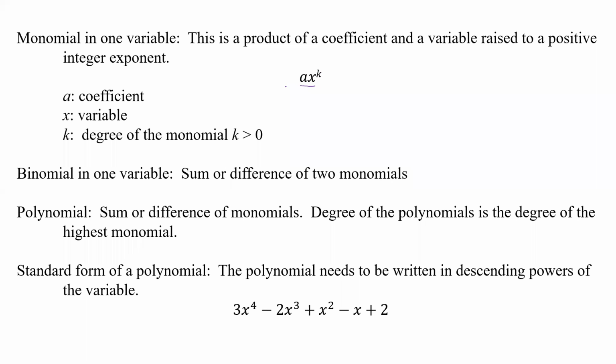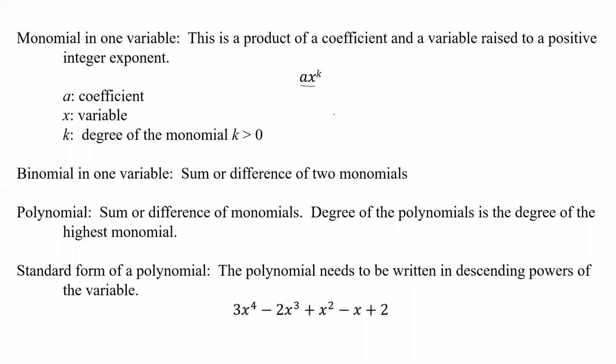Okay. Then we have a binomial in one variable. Basically, it's going to be a sum or difference of two monomials. So we're going to take and add two of these together, or take one and subtract off the other. So that's how a binomial works. Then a polynomial is basically going to be the sum or difference of a bunch of monomials, depending on how many you have. A trinomial would be 3, and further on, usually we just call them a polynomial.